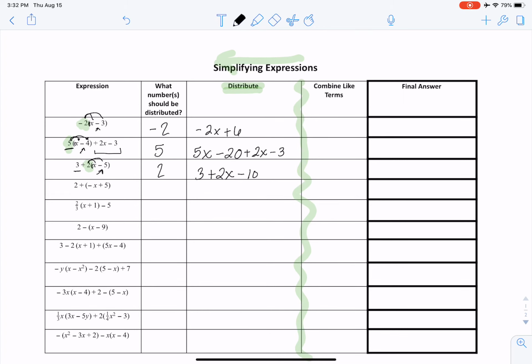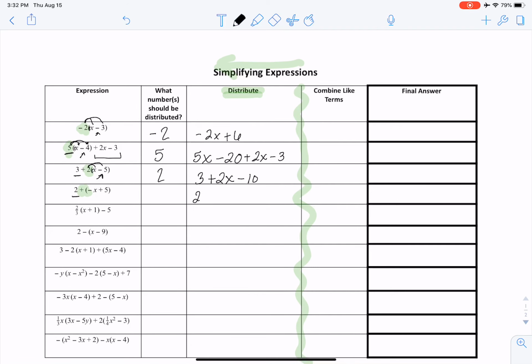This next one, the 2, again, does not distribute because it is not touching the parentheses, so we just carry it over. The problem we have here is this plus parentheses. So really, there's nothing touching the outside of the parentheses, so we have to understand and write it in. There's a secret 1 that's stuck to the front of the parentheses there. So that 1 is the value we're going to distribute to the pieces inside the parentheses. We have 1 times a -x, which is really a -1x, and 1 times 5. 1 times -1x is -1x, and 1 times 5 is a positive 5.